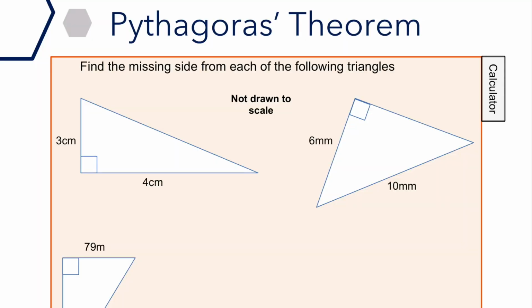Right, so we're going to start with Pythagoras' theorem. Now, all that this says is that for any right angled triangle, if you know two of the sides, you can always find the third side. But please bear in mind, this is only for right angled triangles.